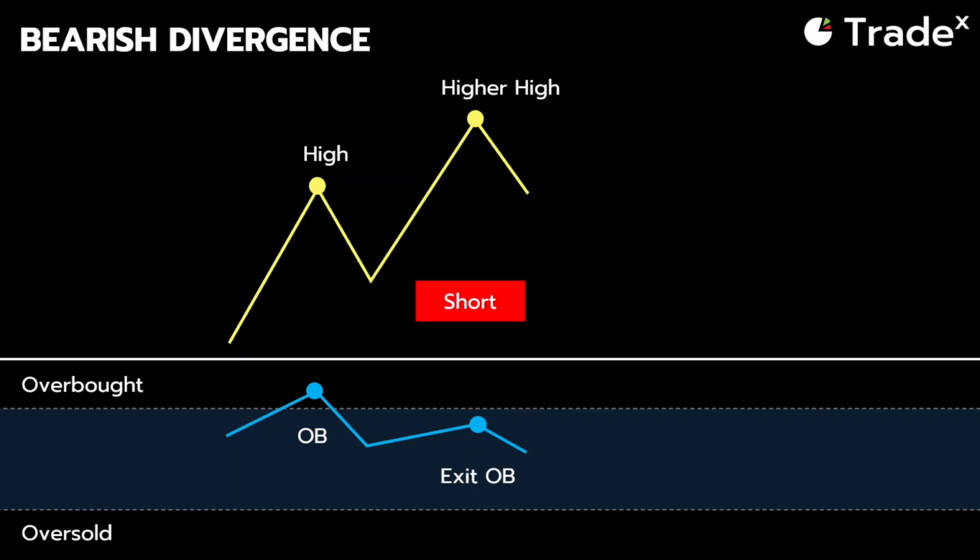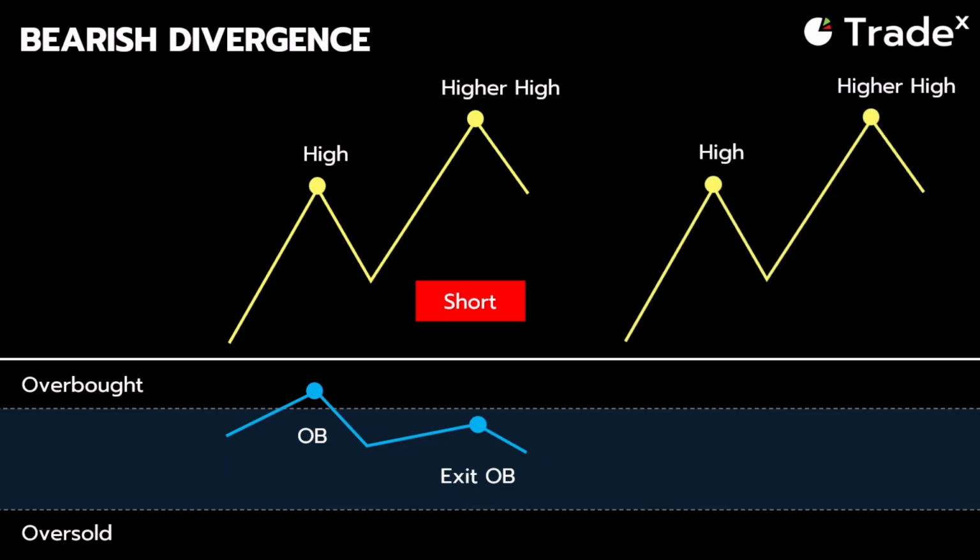On the other hand, if the price makes a higher high but the RSI remains in the overbought zone, the bearish divergence strategy becomes less effective. Even though the RSI forms a lower high, satisfying the conditions for bearish divergence, the continued presence in the overbought zone suggests less momentum loss, and the price may not reverse as expected.